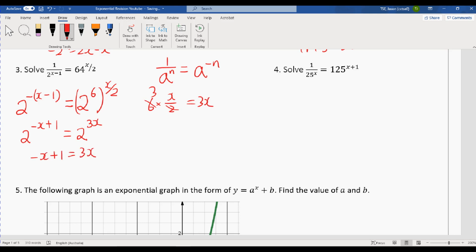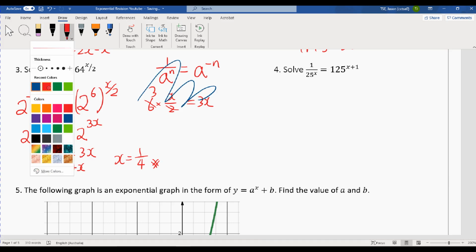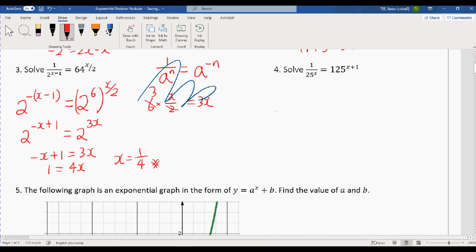So again, I'm going to move that minus x to the right hand side, becomes 4x. Then move that 4 to the left hand side, becomes division 1 over 4, so x equals 1 over 4, which is the answer, right? And we know those are drafts, so just cross them out in the examination. Okay, and how about the next one?